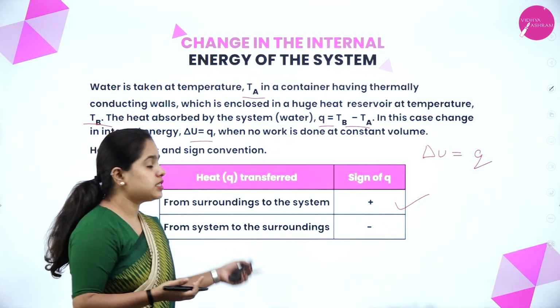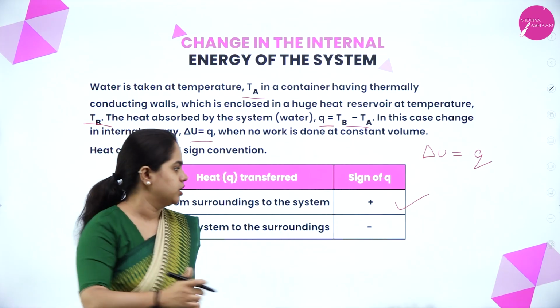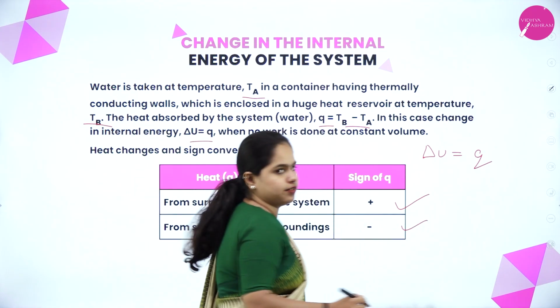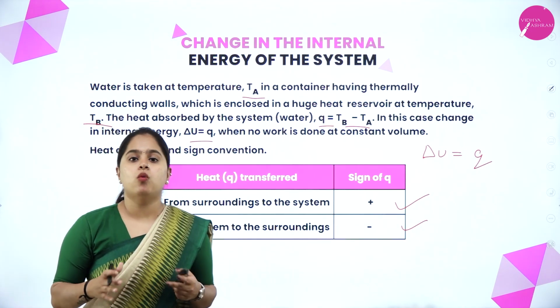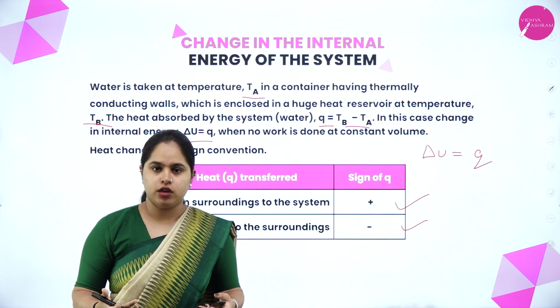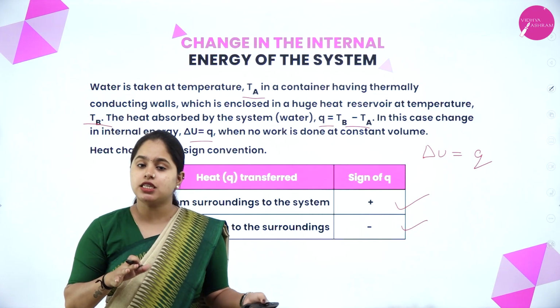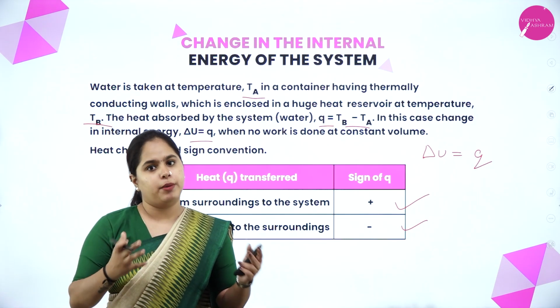And then from system to the surroundings, now the heat is being released from me to the surroundings. So that will be a negative value, okay? So I hope that is clear. So till now what did we study? A change in internal energy takes place either by the transfer of heat or by work done.